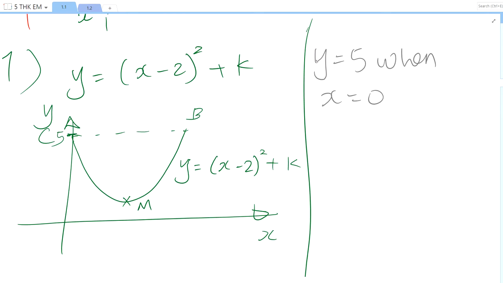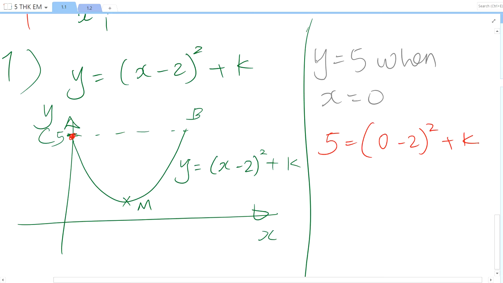She is referring to which point? B, C or M? C. She's referring to this particular point. Y equals 5 when x equals 0. Can we substitute them into the equation? Yeah, let's do that. 5 equals (0 minus 2) squared plus k.